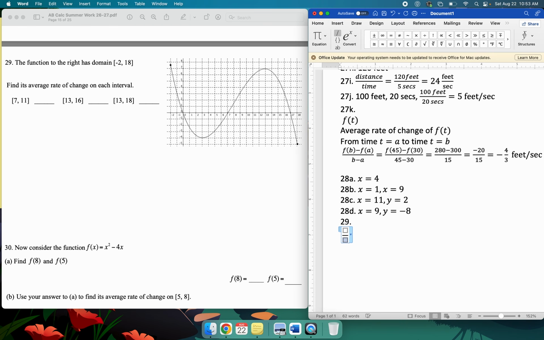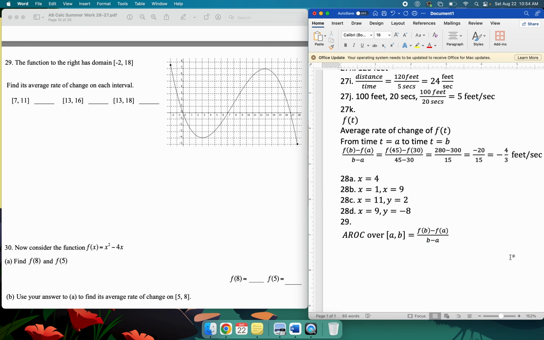So our formula here that I'll be using throughout is f of b minus f of a over b minus a. That's the average rate of change, which we often abbreviate as AROC, over the interval a to b. So b is the later time value and a is the earlier time value, to be clear. So we're being asked to find the average rate of change of this function on each of these intervals. It's nothing more than plugging in these values for a and b into the formula. So in this first example, 7 is the a value and 11 is the b value.